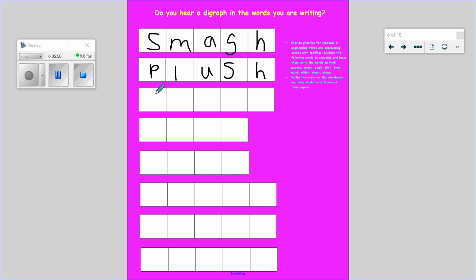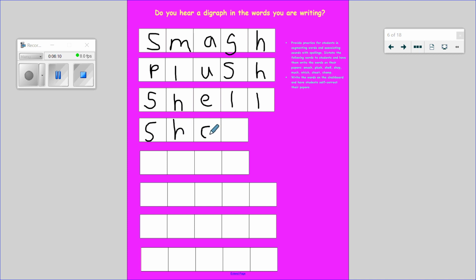Our next word is shell. Sh. Ooh, it seems like this digraph is at the beginning of the word. Shell. Our next word is shop. Sh.